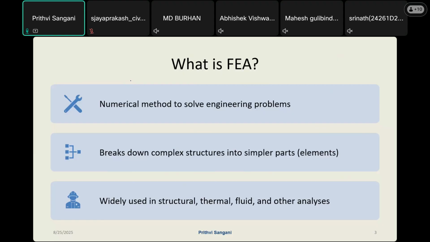Okay. So, like I mentioned, this breaks down complex structures into simpler parts, and then you'll find out the ultimate capacity of that structure. These are used in structural engineering, as we are structural engineers, and also in thermal, fluid, and other analysis. So thermal, fluid, mechanical, as well as the water resources people over here, right? They will also use this finite element analysis in their designs, as well as in their analysis.